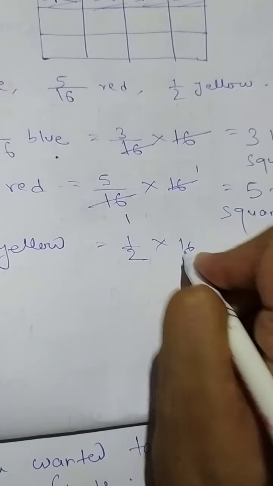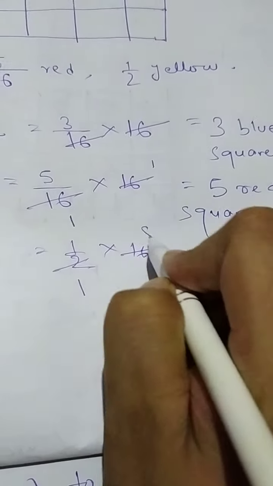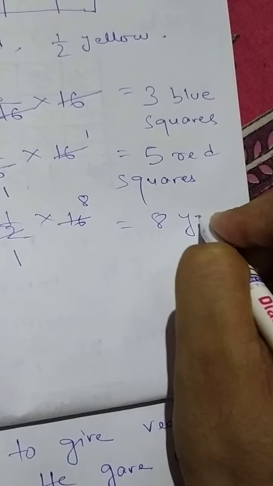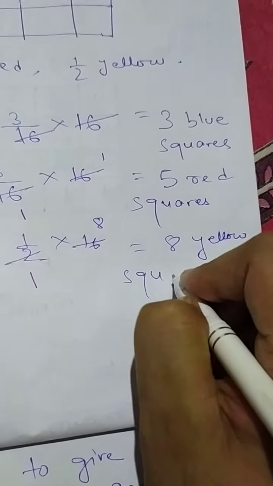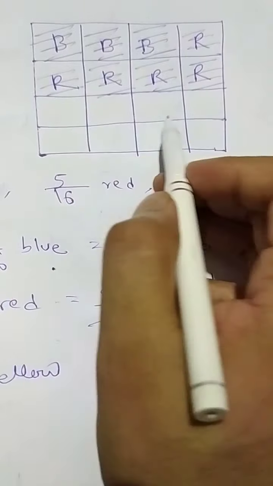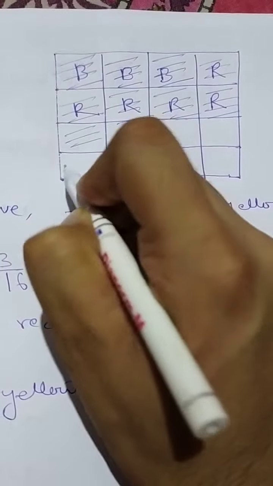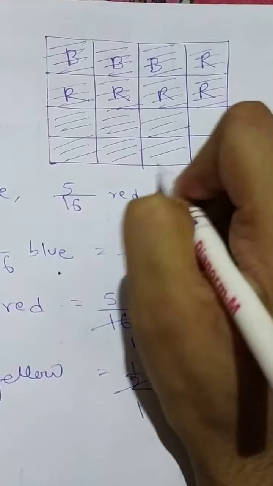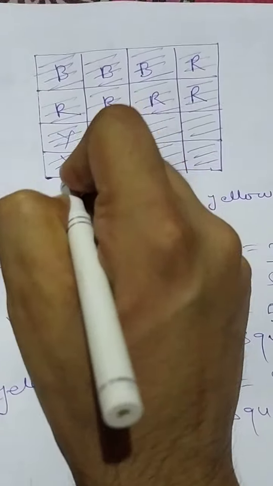Half into 16. So if you cancel, 2 ones are 2, 2 eights are 16. So it will be 8 yellow squares. Here, see, only 8 are left. Only 8 are left, so color it. 1, 2, 3, 4, 5, 6, 7, 8. So yellow, I am writing Y.